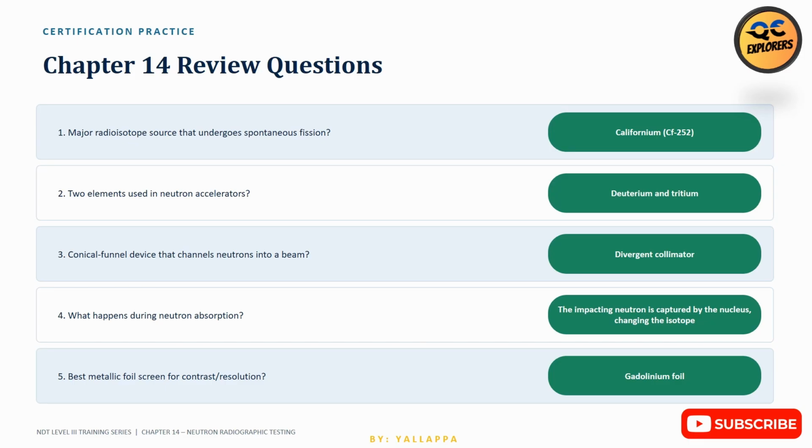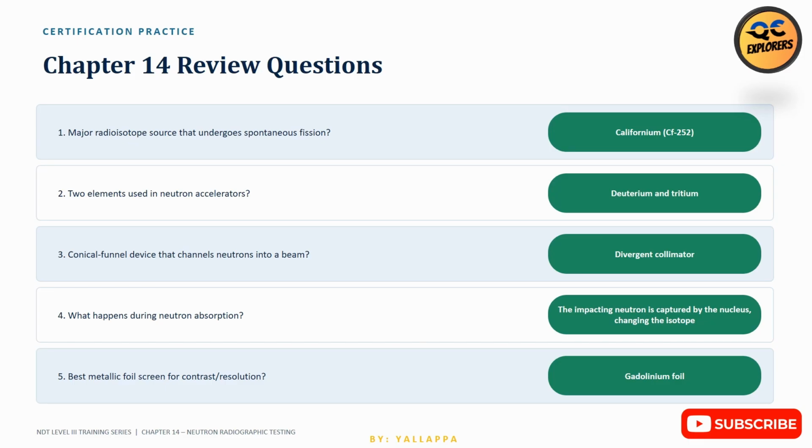Do not confuse the moderator with the collimator. The collimator shapes the beam. The moderator slows the neutrons. Question 4. Which material is widely used as a neutron converter because of its excellent neutron absorption characteristics? The answer is gadolinium. Its high neutron absorption cross-section allows it to produce images with outstanding contrast and resolution.